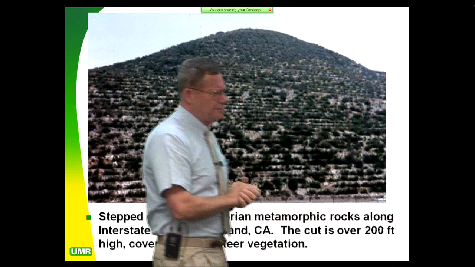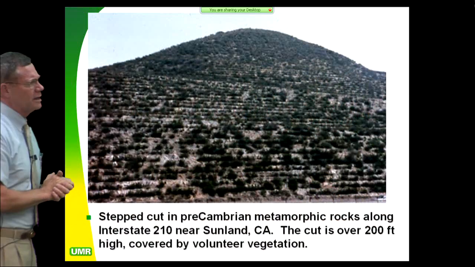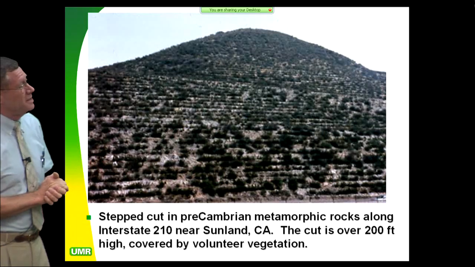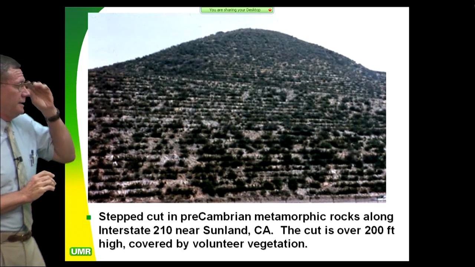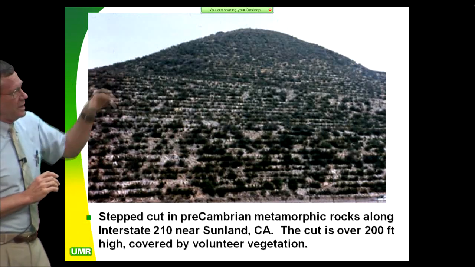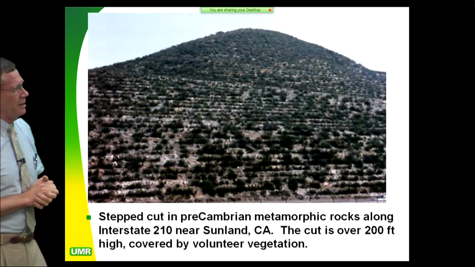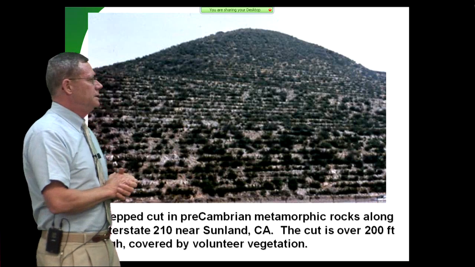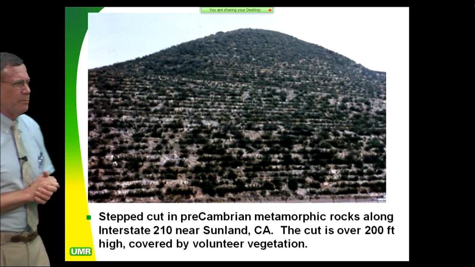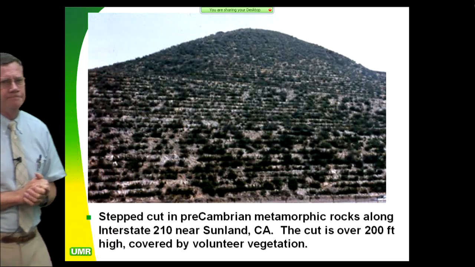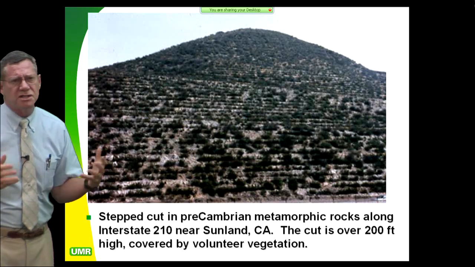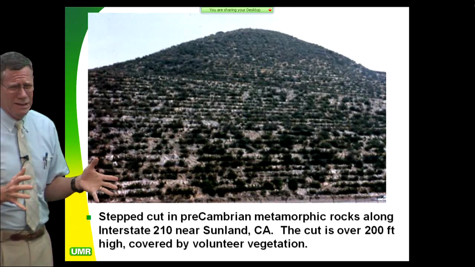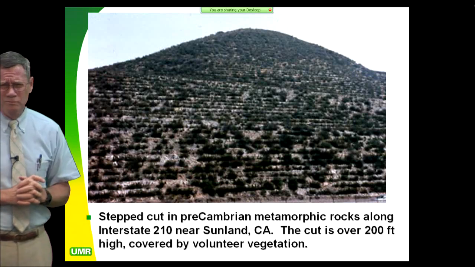Here's a stepped cut in a Precambrian metamorphic rock complex along Interstate 210 between Sunland and La Cañada. And this cut is over 200 feet high. It was made back around 1969-70, so it's been there about 40 years now. And this is in Precambrian gneiss and schistose rocks. So these are rocks that are theoretically very, very difficult to get anything to grow on.